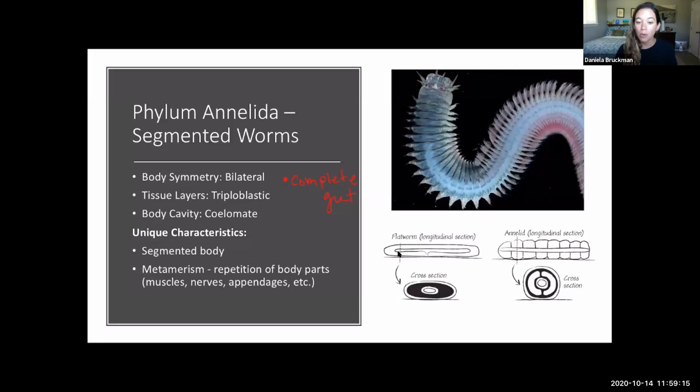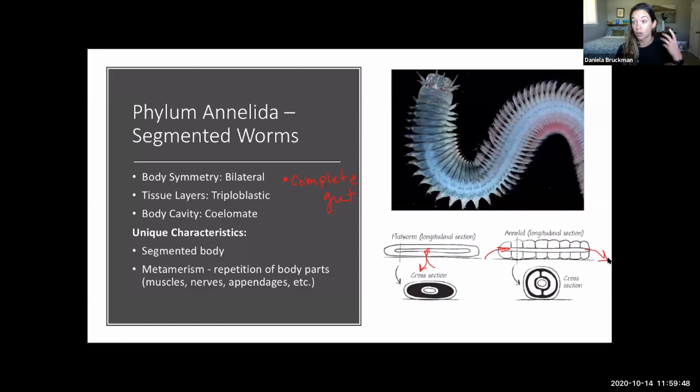So for the flatworm, we can see this very simple body. It doesn't have any segmentation. And if you look at its gut, food is going to go in through this one opening and out the same opening. So it's got that blind gut. If you compare the longitudinal section now to the annelid worm, we can see not only the metamerism, but also the fact that it's got a complete tube within a tube structure. So you can have that complete gut there.